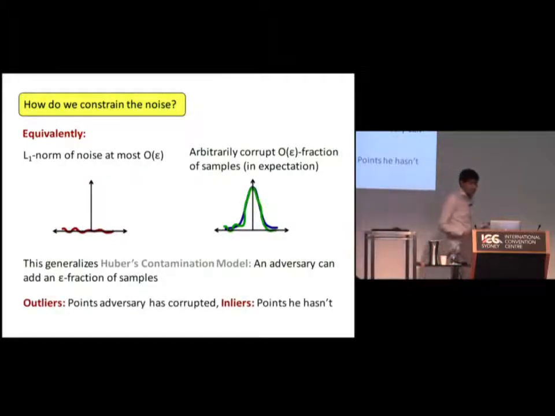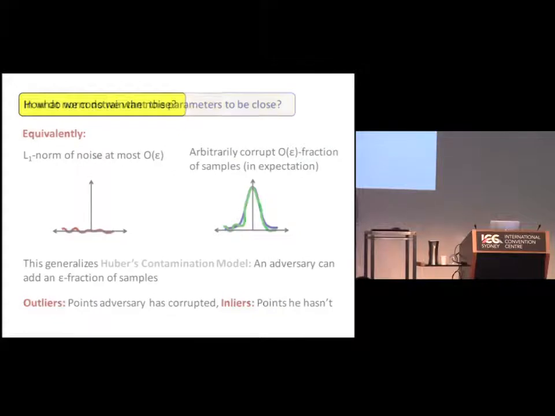Just to introduce some nomenclature that will be useful in this talk, I'm going to refer to inliers as the points that the adversary doesn't touch. Those are the ones which really did come from our underlying Gaussian. And the outliers are the ones that he's gotten his hands on and did whatever he wanted with. So this is robust statistics. This is our notion of a neighborhood around the true model.